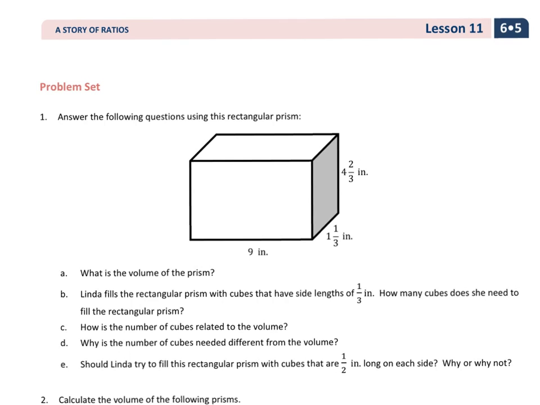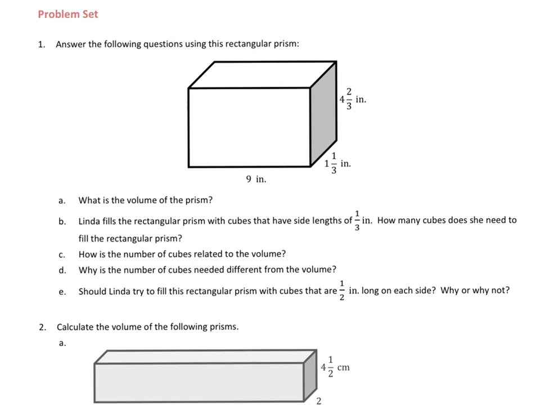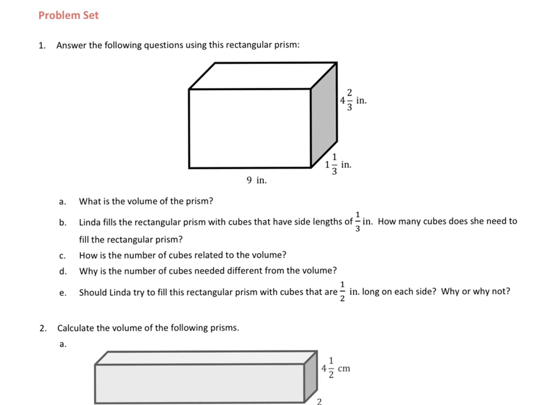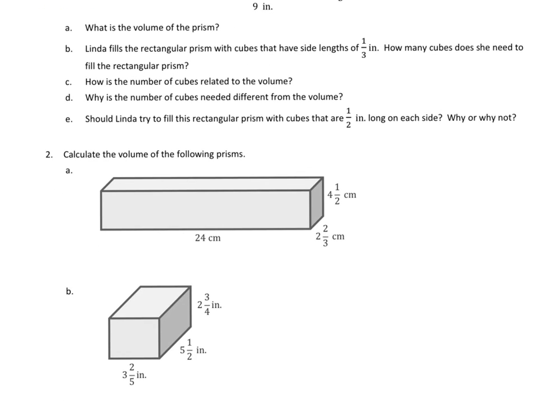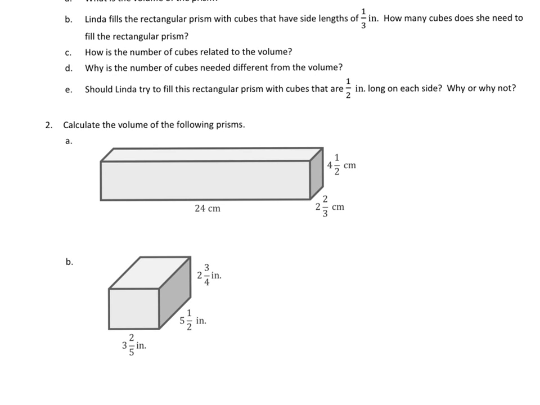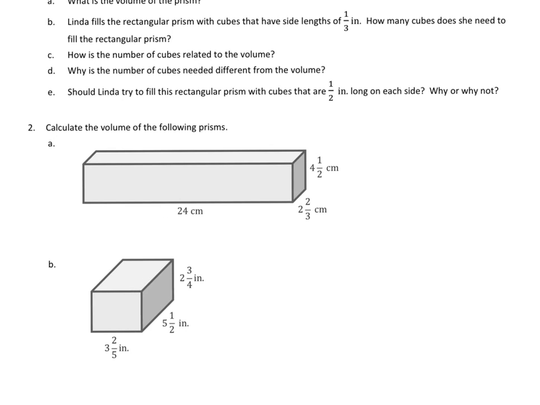So for the problem set, the first thing we'll do is go to 2, because I'll answer most of the parts in question 1 on different questions. What I mean is we'll first look at the volume and then we'll start looking at different side lengths. The first one says calculate the volume of the following prisms.